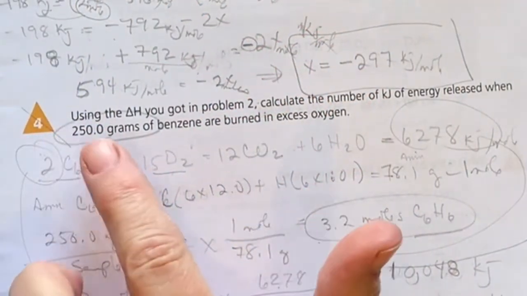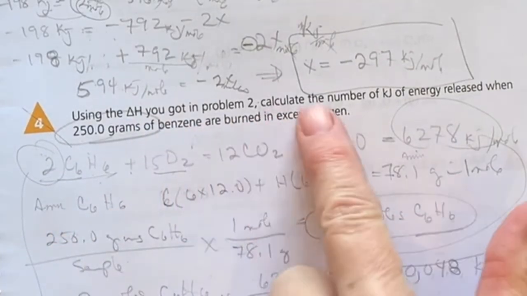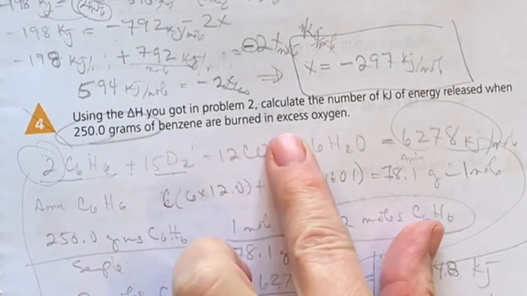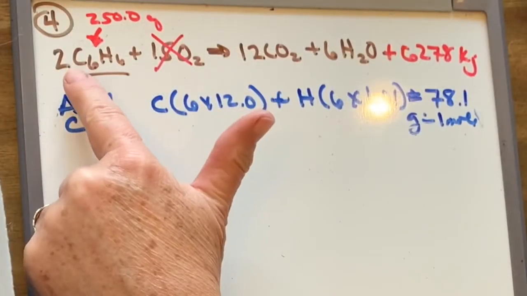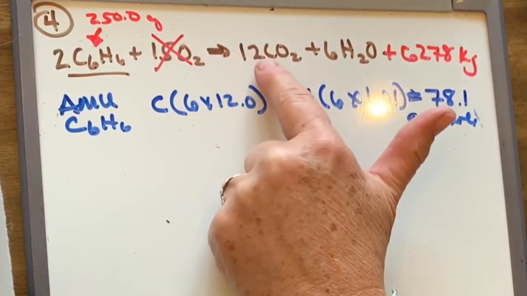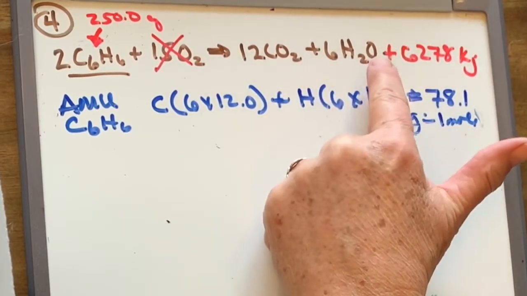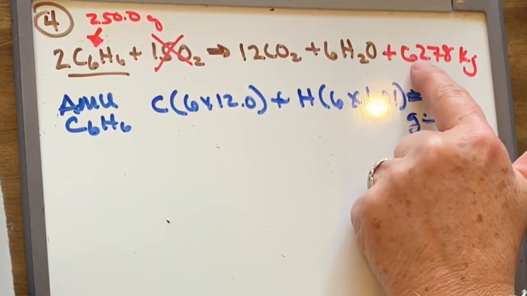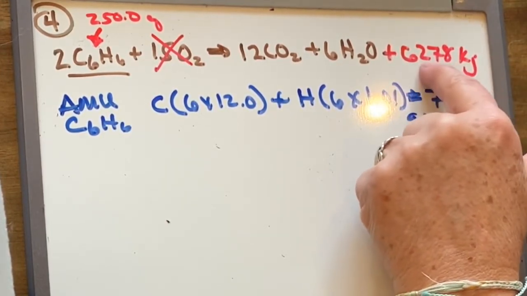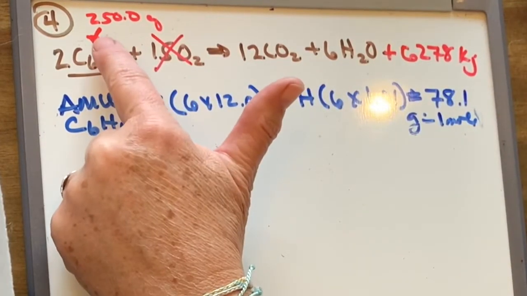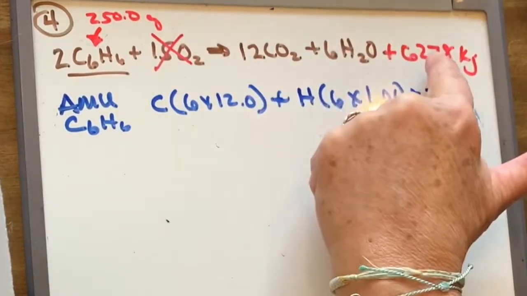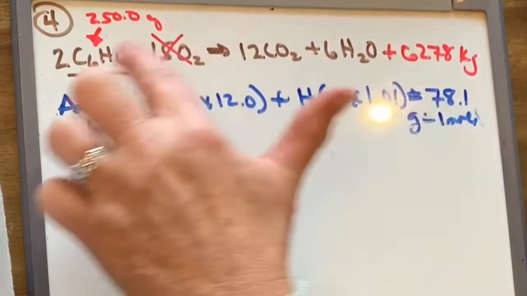All right, number 4. Using the delta H you got in problem 2, calculate the number of kilojoules of energy released when 250 grams of benzene are burned in excess oxygen. Here's our balanced equation: 2C6H6 plus 15O2 makes 12 CO2 plus 6 H2O with the added energy of 6278 kilojoules. So it's exothermic, so it ends up on this side.